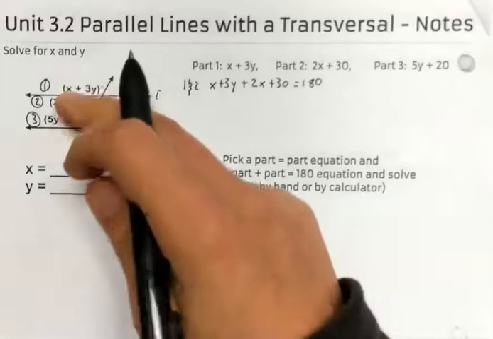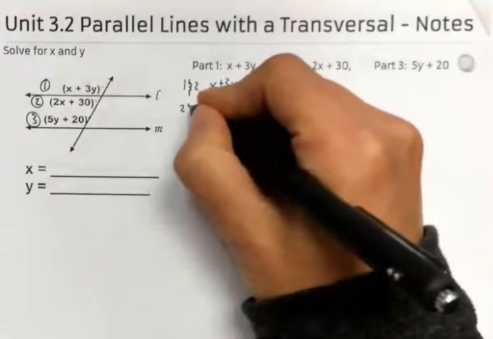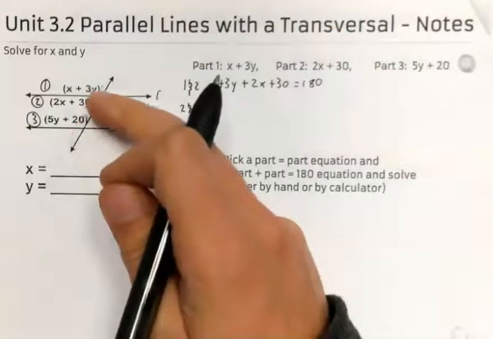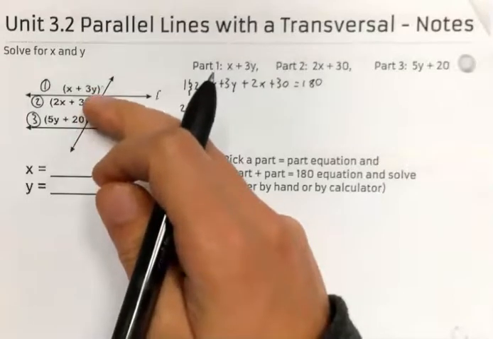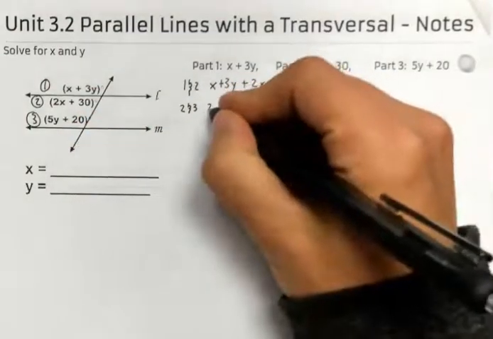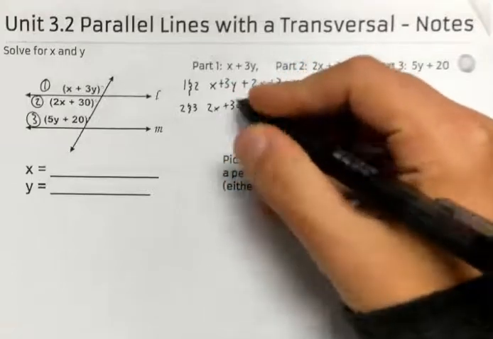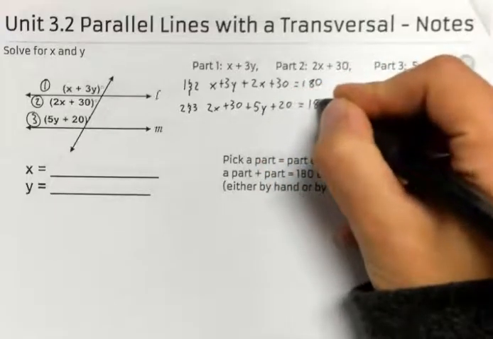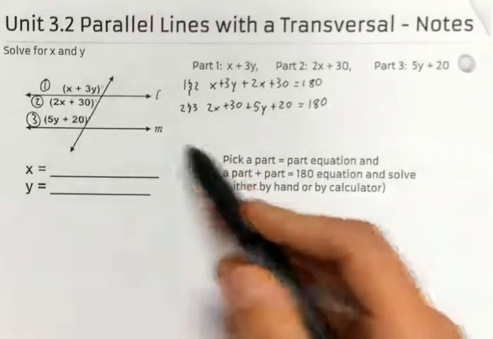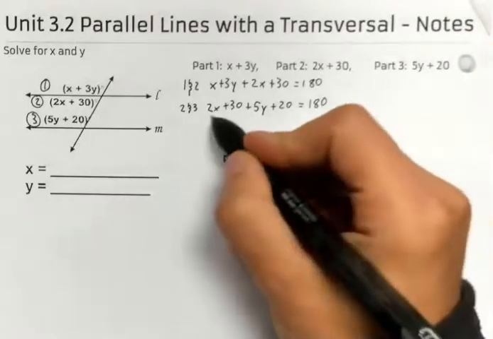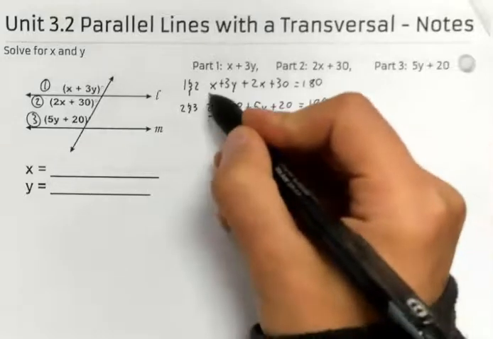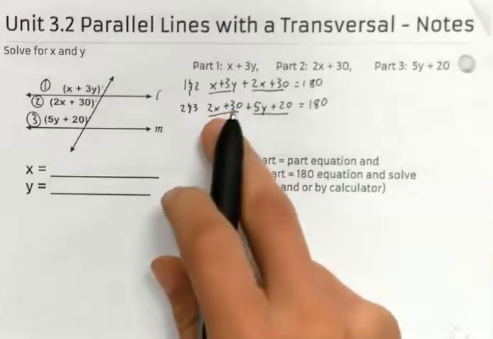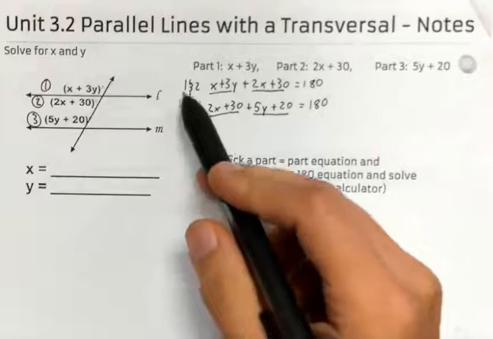Another combination we have is 2 and 3. Now what do we have here? We have consecutive interior angles. So consecutive interior angles also add up to 180. So 2x plus 30 plus 5y plus 20 is equal to 180. So that's equation 2 and equation number 3. Okay? So here's one equation, here's the other equation, and together they add up to 180.